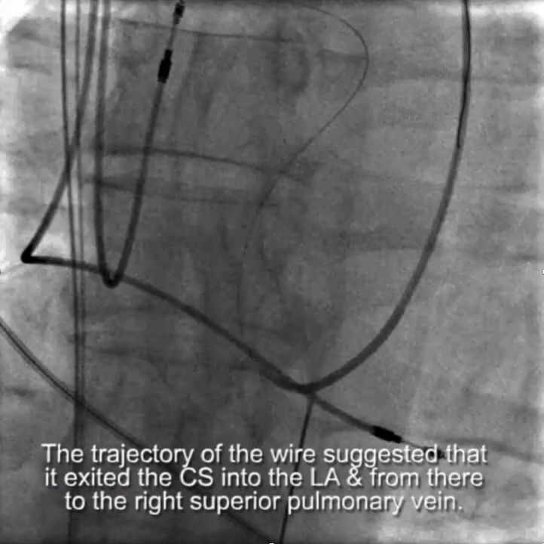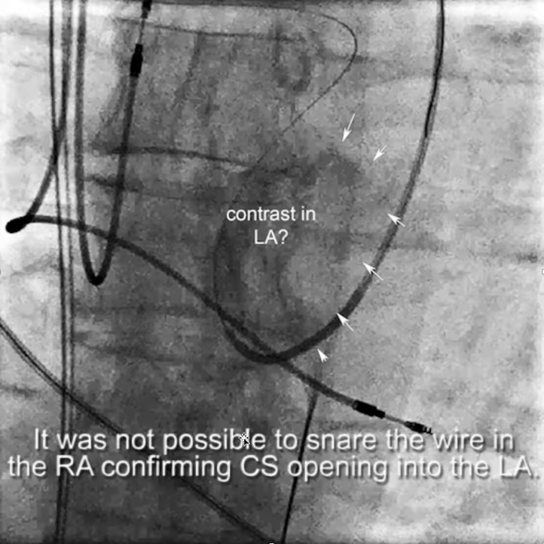See different views here. And so here's contrast injection via catheter advanced down the wire. And again, it can be confusing as to whether this was in the right atrium or the left atrium, but they confirmed that it was not possible to snare the wire in the right atrium, confirming it to be in the left atrium. And in addition, this could have been checked using saturations.